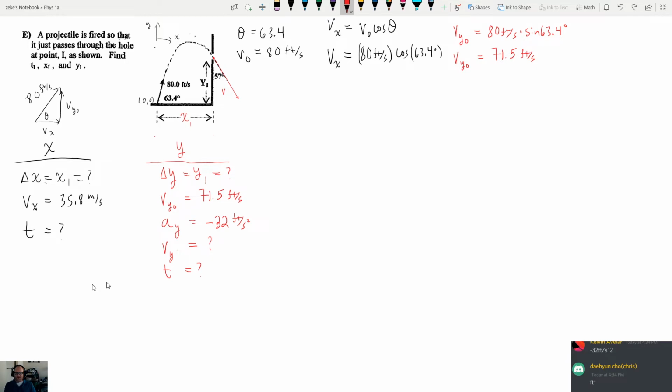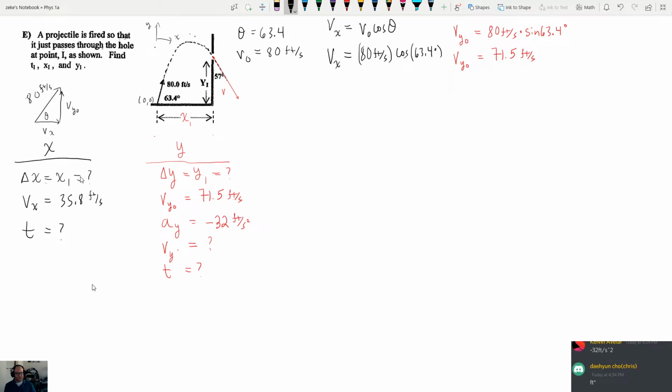Feet? Did I write something in meters? Oh, that's in meters, isn't it? Look at that. Yeah. That should be feet. Sorry about that. If you were paying attention, Vx should change to feet if you're taking notes. So what can we do?